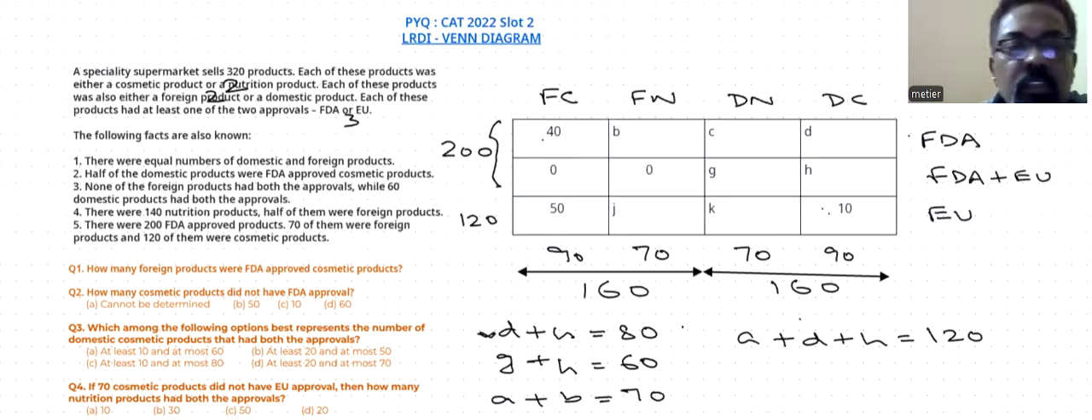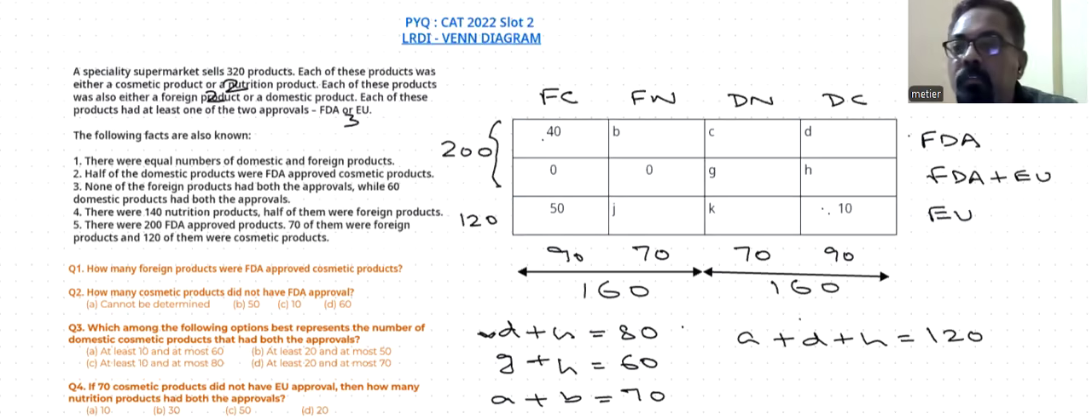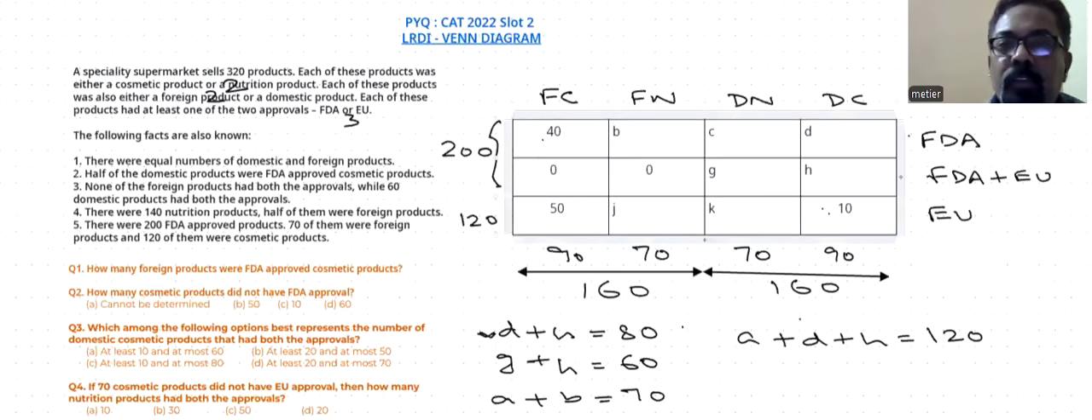140 nutrition, that's done. None of the foreign products have both approvals, while 60 domestic products have both the approvals done. So any other data that you can calculate here? A plus B is 70. Yes, done. A is 40, so B is 30.